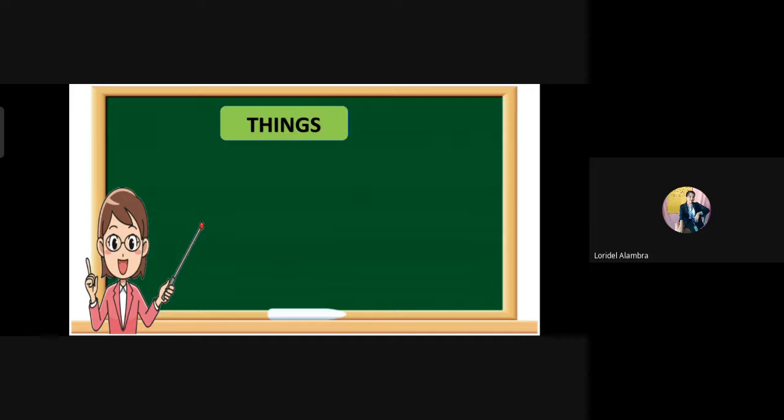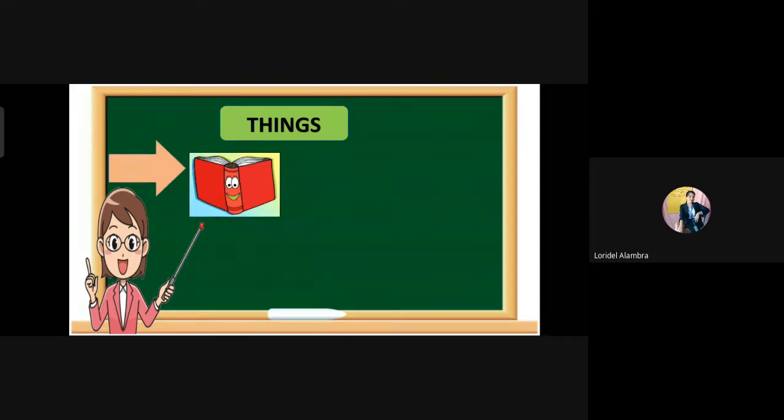So, another example in things. The name of this book is Essential English 2. Essential English 2 is the specific name of this book.